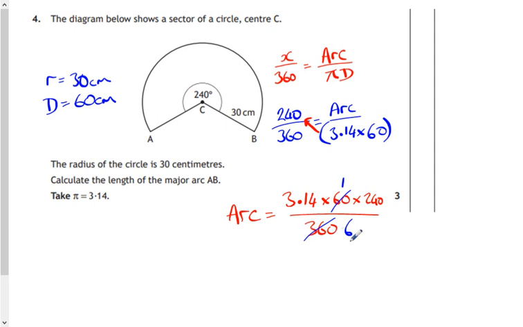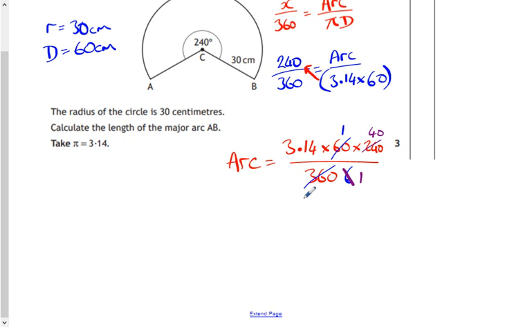Then we can do a little bit more with that. There is 1 6 in 6, and there are 40 of them in 240. And that makes this slightly easier for us. So we've got 3.14 multiplied by 40. So our arc is going to be 3.14 times 40, which is 31.4 times 4.